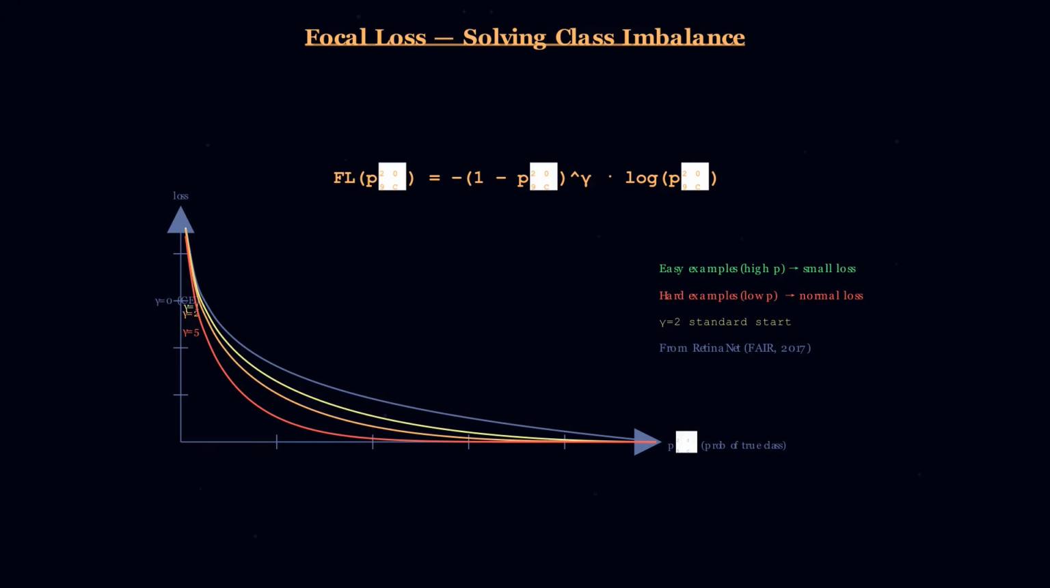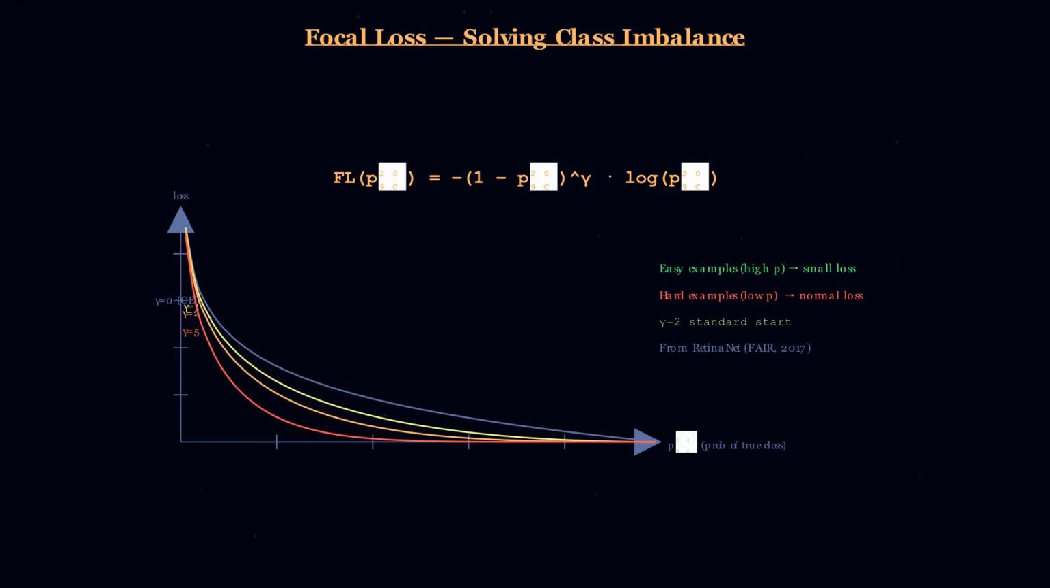Gamma is the focusing parameter. Gamma equals 0 gives standard cross-entropy. Gamma equals 2 is the standard starting point. Higher gamma suppresses easy examples more aggressively. Focal loss was introduced by Facebook AI Research for dense object detection, RetinaNet, where background far outnumbers objects.